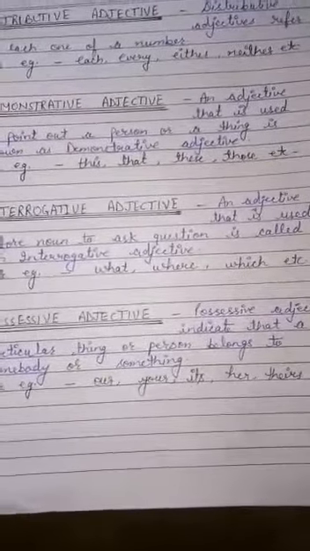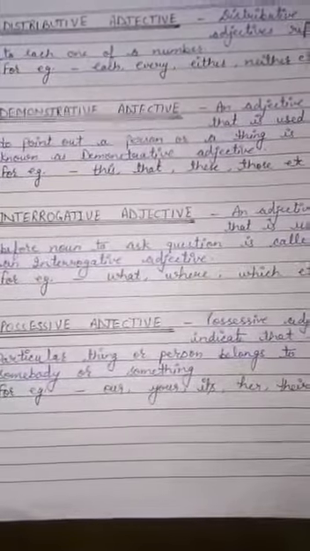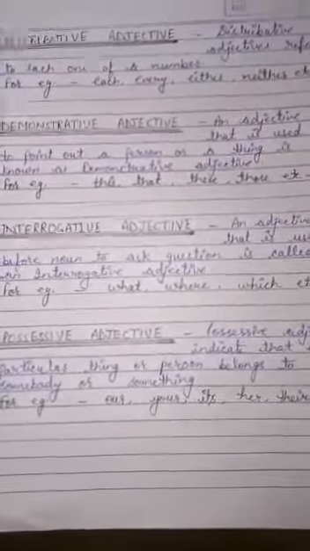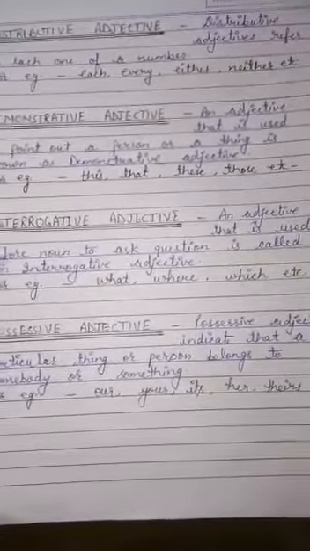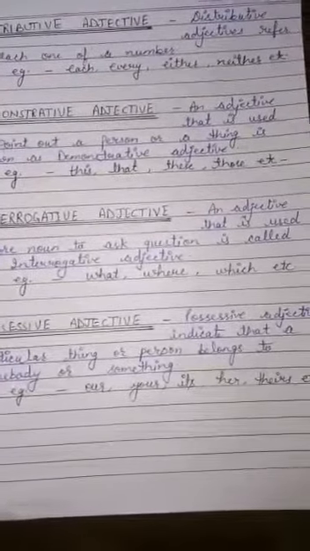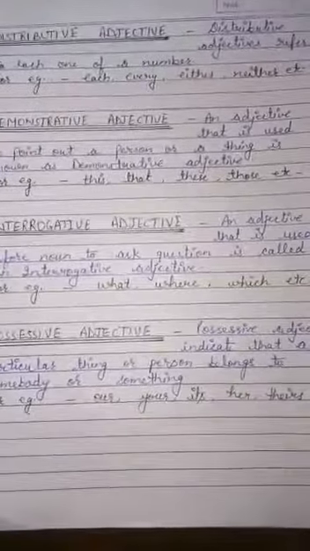These are placed before a noun or pronoun to show who or what owns it. My, your, his, their, her are possessive adjectives. It indicates the possession of a noun by a person or a few people.